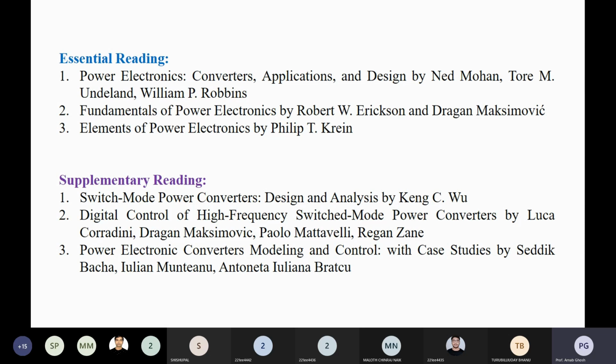For supplementary reading, there are lots of other books, and I have mentioned only a few. But the essential reading means these four books are very important, including Rashid. Rashid's name is not written here, but the book is also very good, so keep it with you. Ned Mohan, Erickson, and Philip Krein: these three books are very important, and their soft copies are already available on the internet. Any of you can download them and circulate them with your friends. It will be better for understanding.